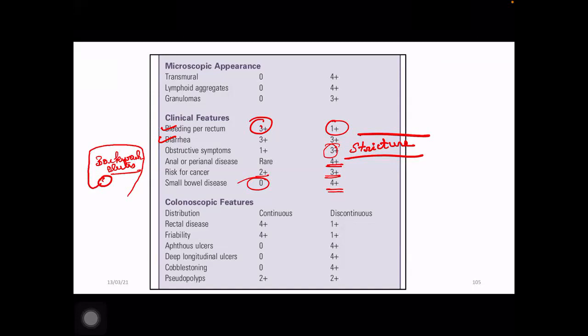So colonoscopic features, as I said before: it's a continuous involvement from the rectum that goes proximally, whereas Crohn's is discontinuous. Rectal disease and friability are very common in ulcerative colitis, whereas aphthous ulcers, deep longitudinal ulcers, cobblestoning appearance and pseudo-polyps are common features present in Crohn's colitis. And remember, the cobblestoning appearance is a very typical feature of Crohn's colitis.